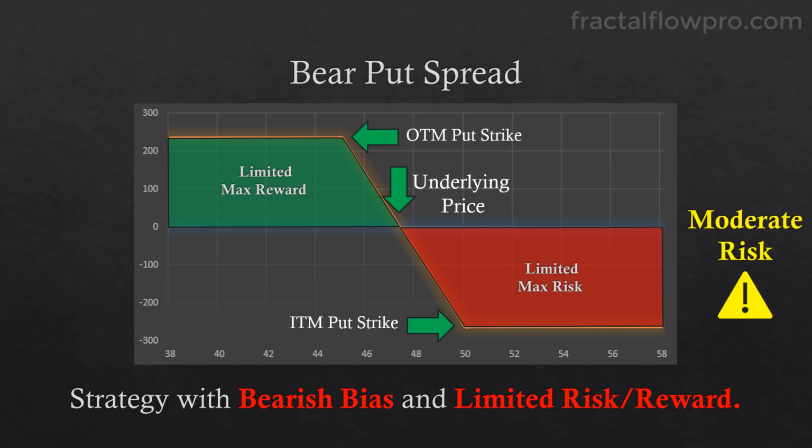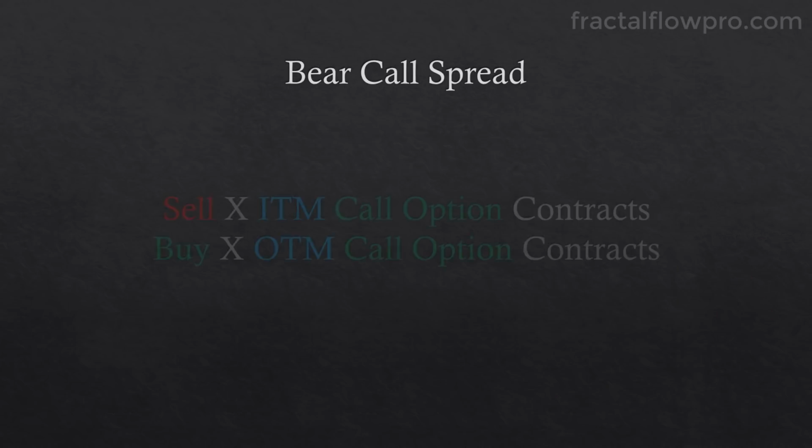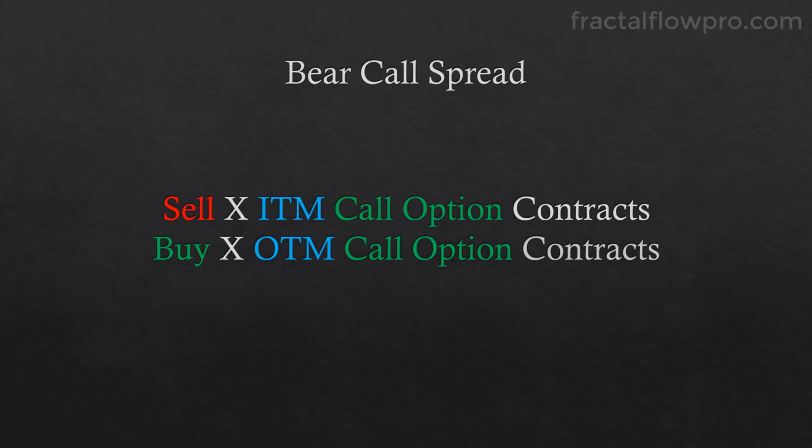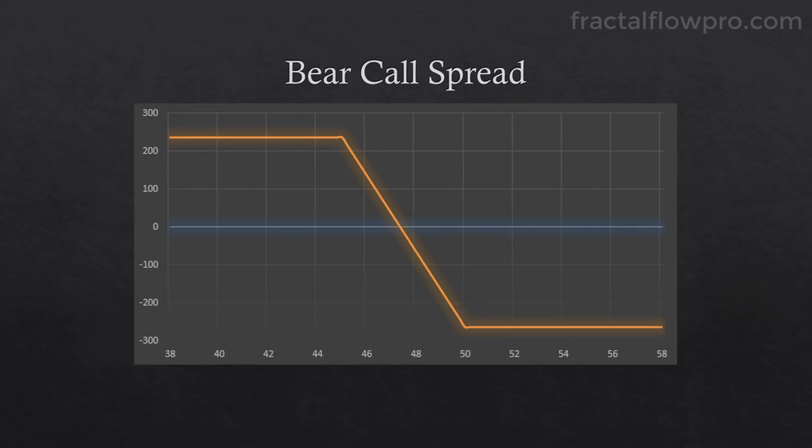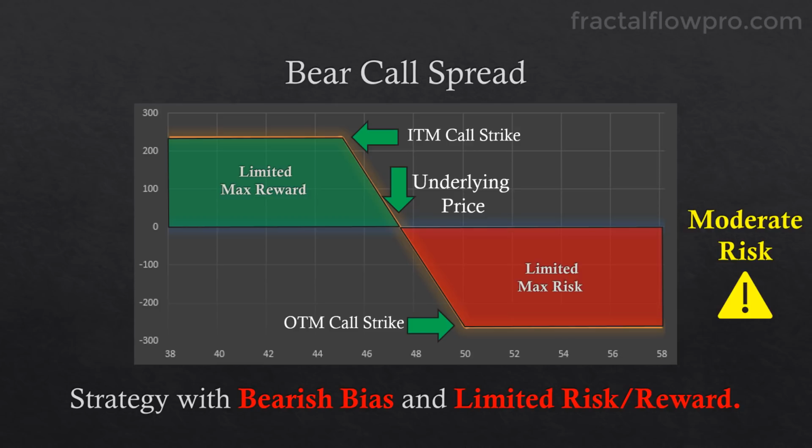This is, like the bull call spread, a moderate risk strategy. Next we have the bear call spread, which is exactly the same strategy as the bear put spread in terms of payoff, but the difference is that the strategy is built using call options instead of put options. It consists in selling an X number of in-the-money call option contracts and buying an X number of out-of-the-money call option contracts. This is a bearish strategy, so the trader hopes that the underlying stock price goes below the in-the-money call strike at expiration to maximize the reward.